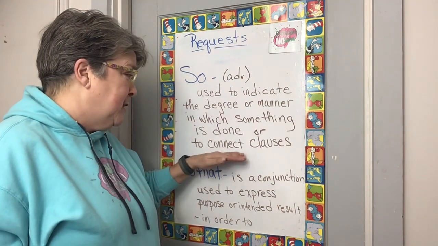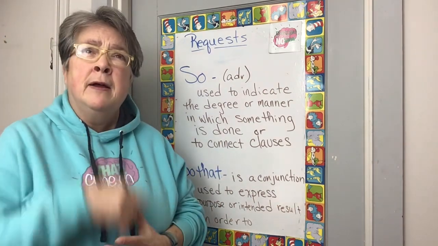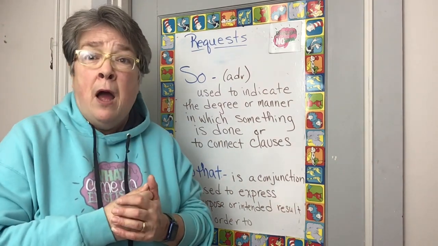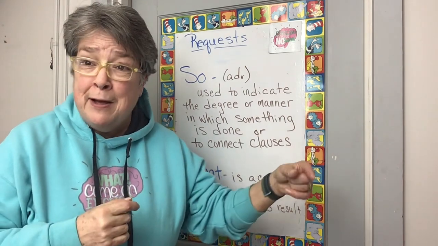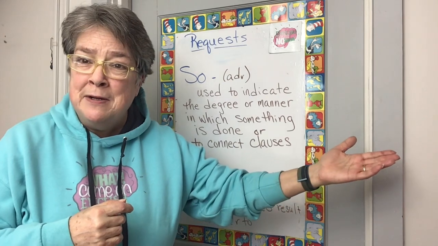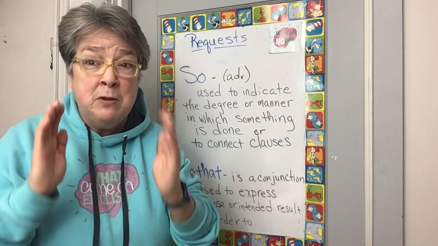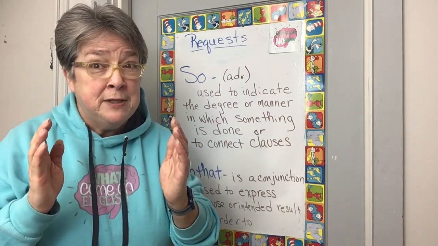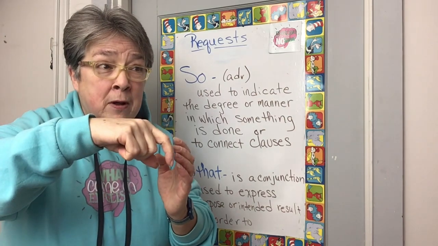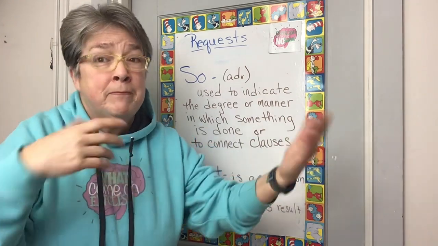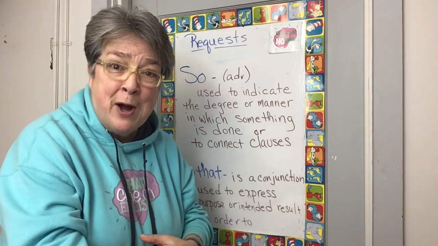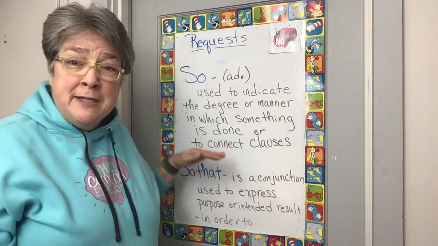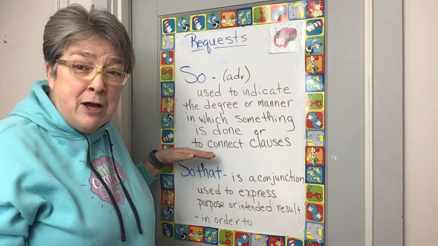Or it is used to connect clauses. Let's see. I ran out of gas, so I had to walk. "I ran out of gas" would be the one clause, or it could actually be a complete sentence. But when I put "so, I had to walk." Put it all together: I ran out of gas, so I had to walk. There we go. It's a conjunction to connect the clauses.